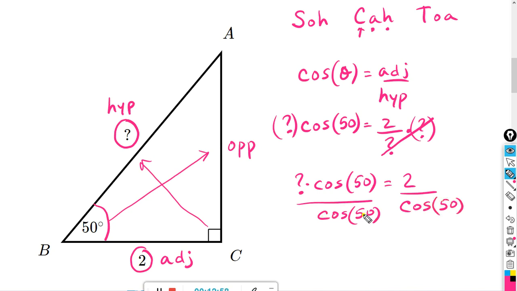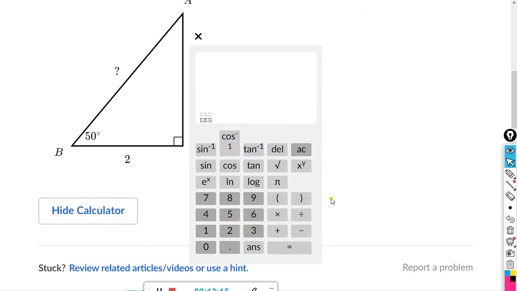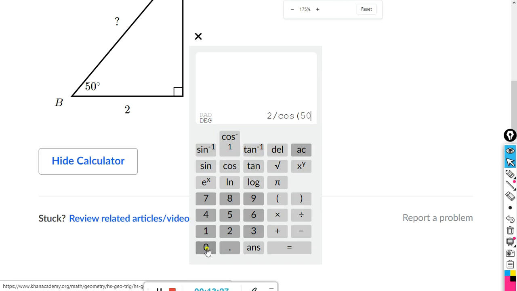Remember, this is one number here. So cosine of 50 over cosine of 50 cancels. Question mark equals this right here. I'm going to do that on the calculator. We're looking at 2 divided by cosine of 50. So 2 divided by cosine of 50, and close the parentheses. See that? 2 divided by cosine of 50.